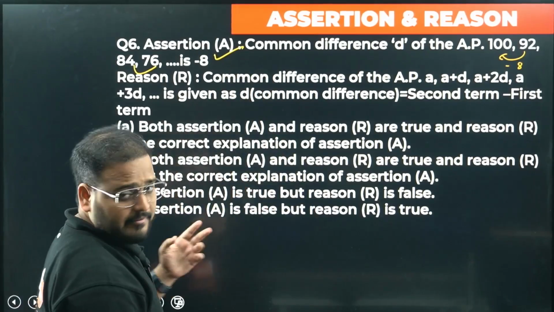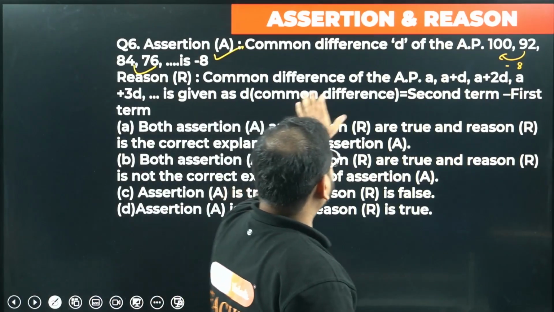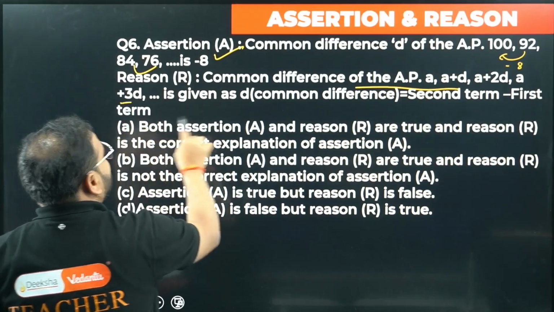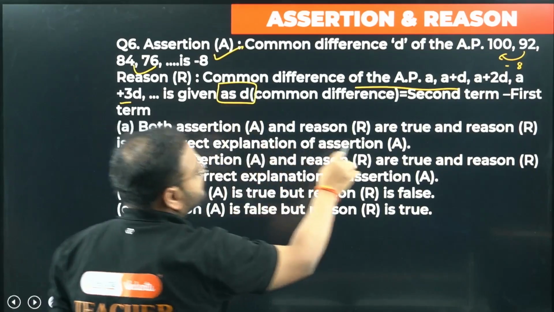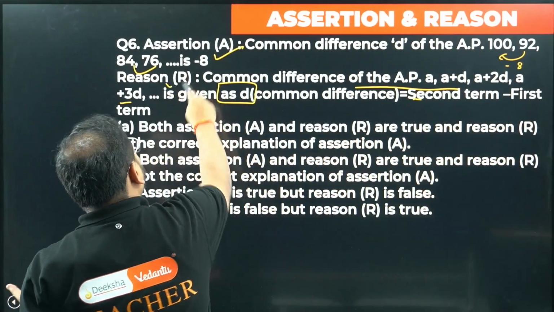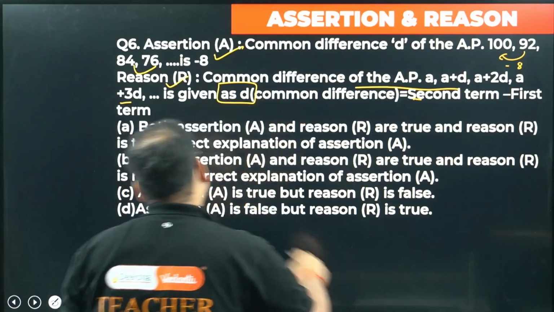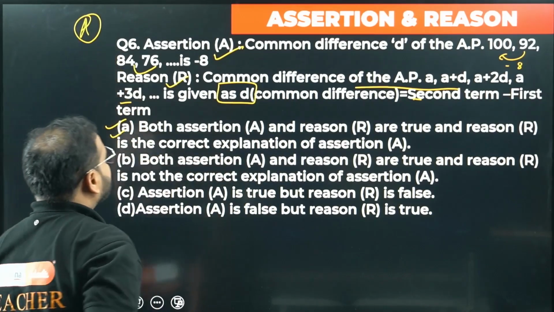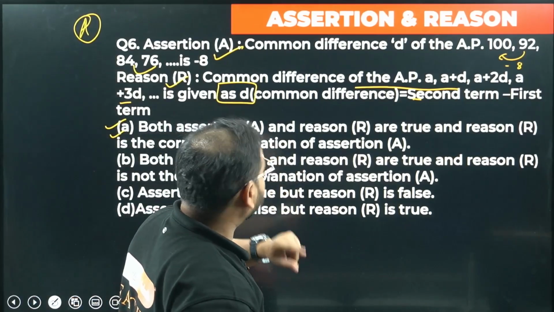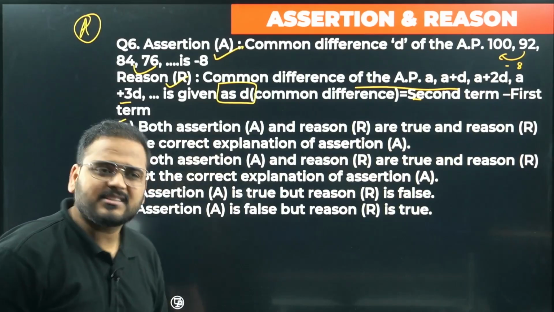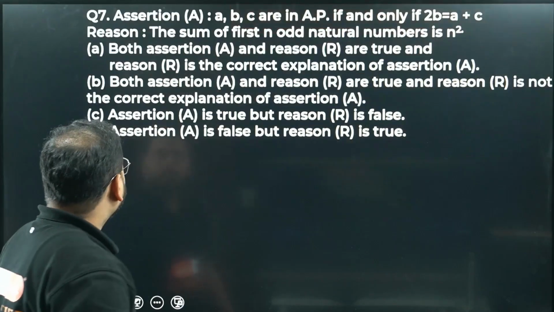If I check the reason now: the common difference of an AP, a, a plus d, a plus 2d, a plus 3d, is given as common difference d equals second term minus first term. That's correct, na? That's how we do it. So reason is true and it explains the assertion. So option number A. Please check. Option A is correct. Both assertion and reason are correct, and reason is the correct explanation of assertion, right? You all agree with me? Yes, simple problem. Chaliye. Question number 7.